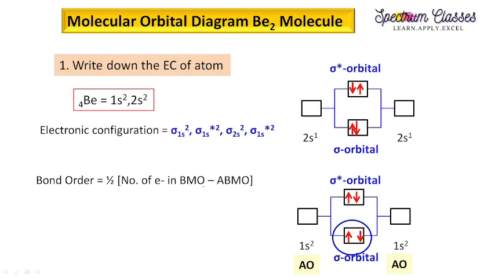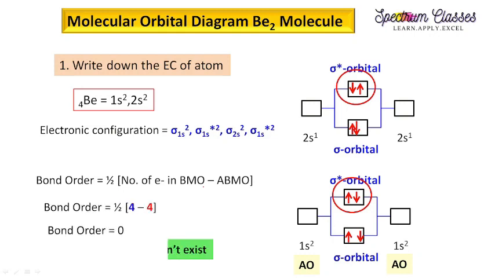Now count the number of electrons present in the bonding molecular orbitals. This is our bonding molecular orbital, and again this is our bonding molecular orbital. Altogether there are 4 electrons. Now coming to the anti-bonding molecular orbitals, which are high in energy and designated by a star. 4 electrons are there again, right? So 4 minus 4 gives 0. So beryllium 2 doesn't exist.